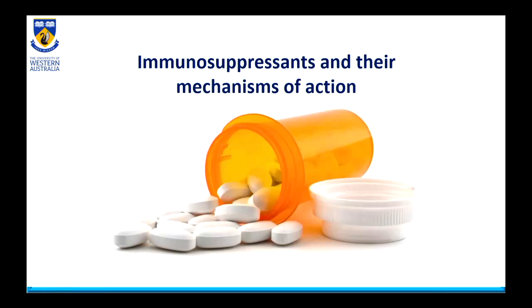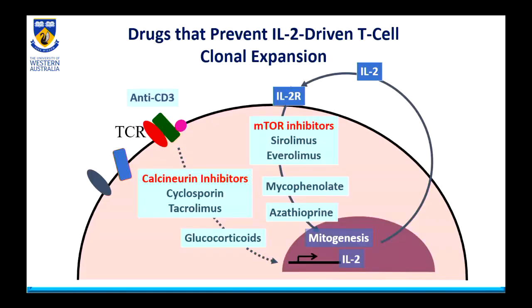So let's talk about now some of the different immunosuppressants and how they work. And we're going to talk about really drugs that prevent IL-2 driven T-cell clonal expansion. That's what we're talking about. And we're going to talk about calcineurin inhibitors such as cyclosporin and tacrolimus, and also glucocorticoids. And then we're going to talk about mTOR inhibitors such as sirolimus and everolimus, and mycophenolate and azathioprine.